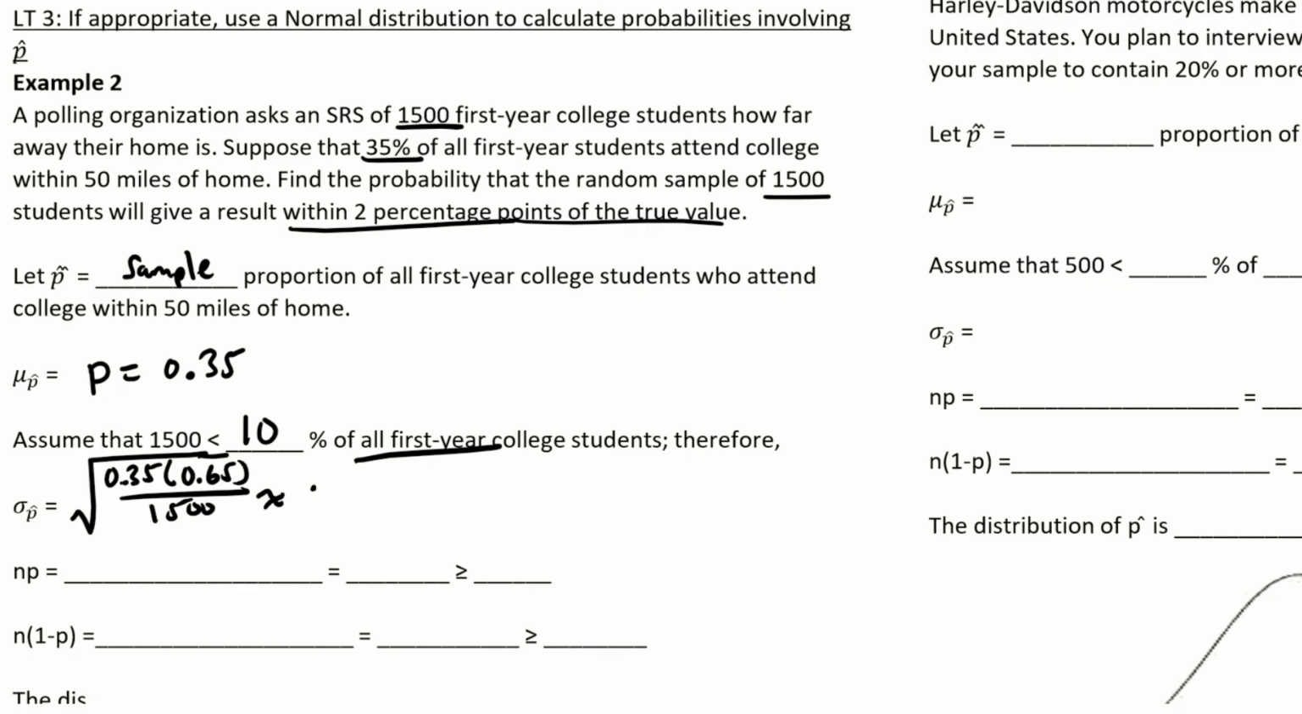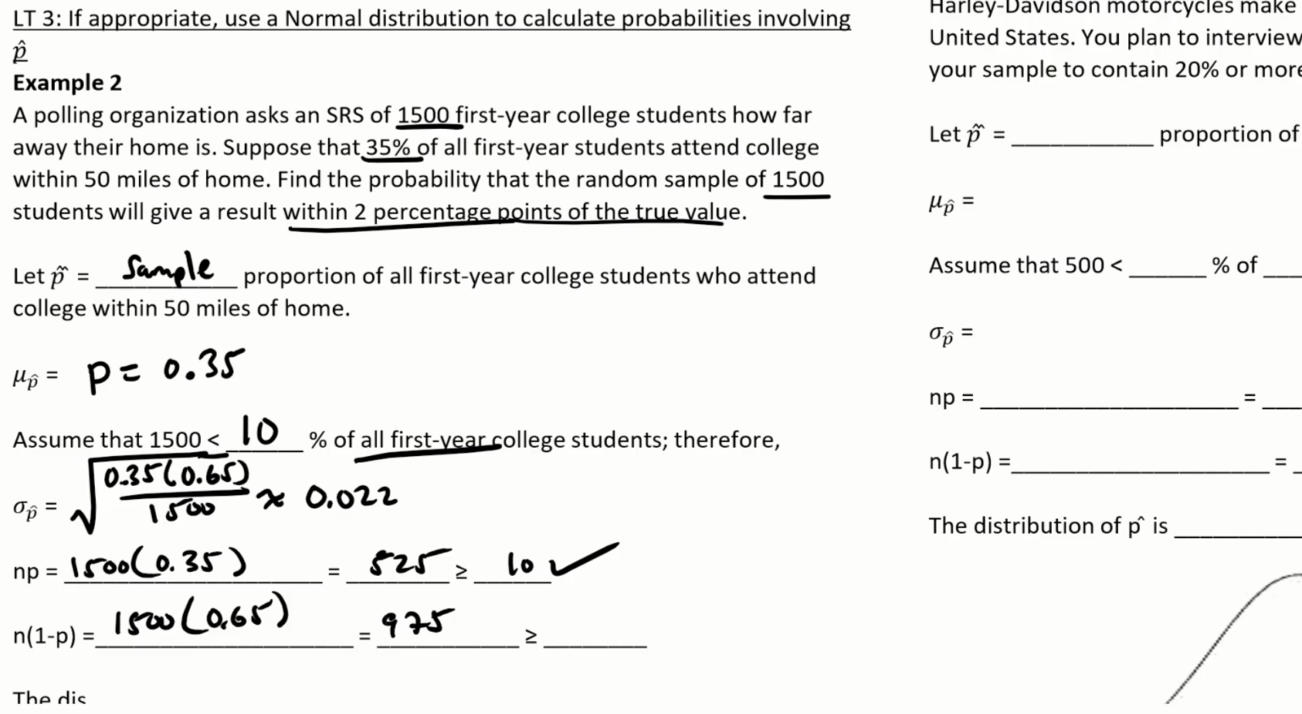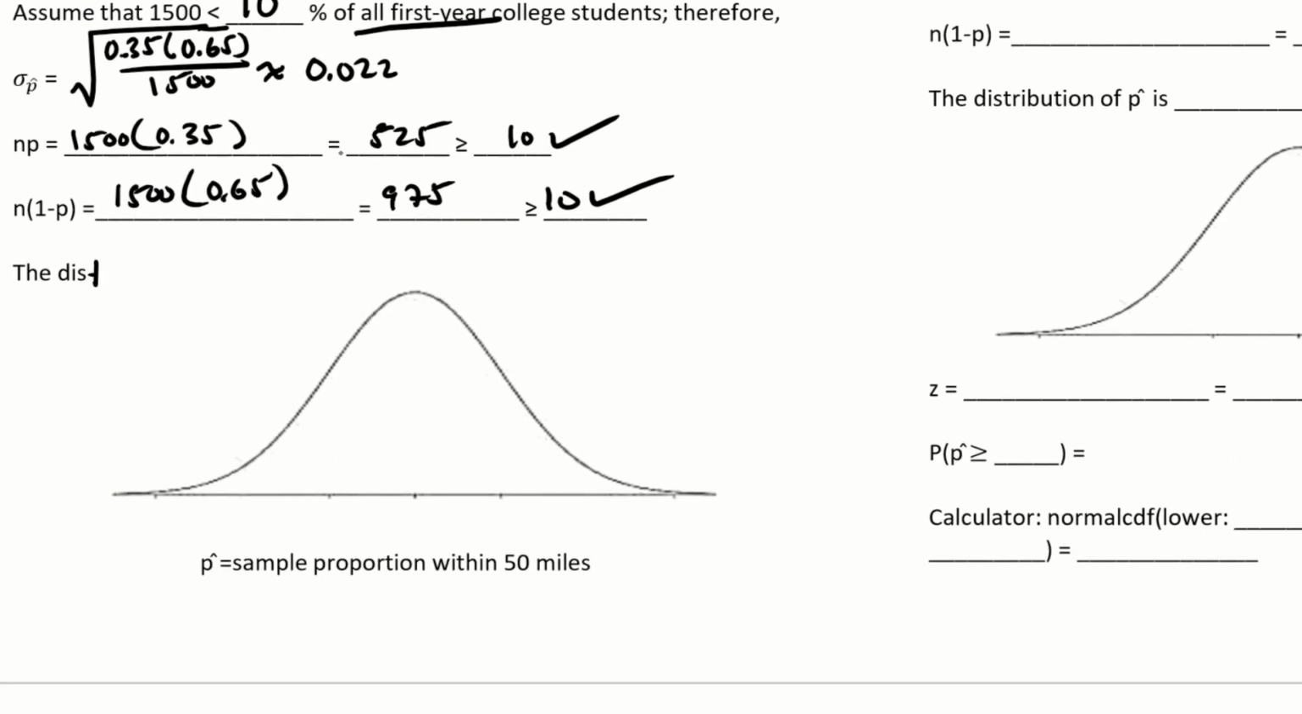Okay, 0.022. All right, now we're going to do the large counts condition to determine if it's approximately normal. So we have 1,500 times 0.35, which is 525, which is greater than or equal to 10, so that's good. We got 1,500 times 1 minus 0.35, and that's going to be 975, which is definitely bigger than 10. Therefore, we can say that this distribution is approximately normal, okay?